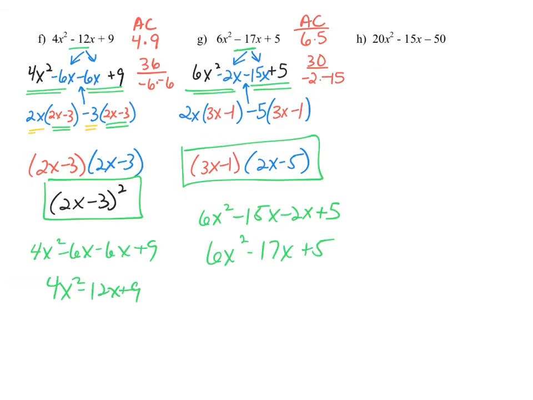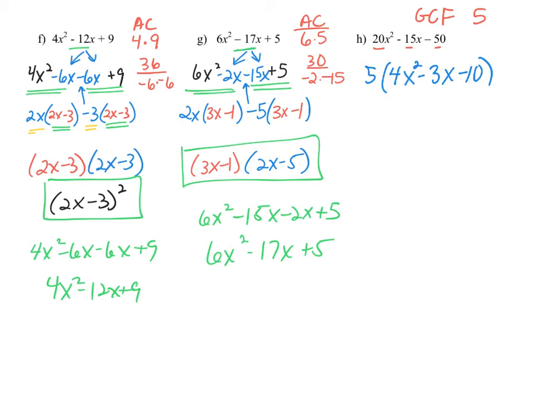In example H, we're going to factor out a GCF before we go through and use the AC method. I've noticed that all of these numbers are multiples of 5, so I can factor out the GCF of 5 before working through the AC method. When you factor out the 5, you will have 4x squared minus 3x minus 10. Now this trinomial, 4x squared minus 3x minus 10, can be factored using the AC method.